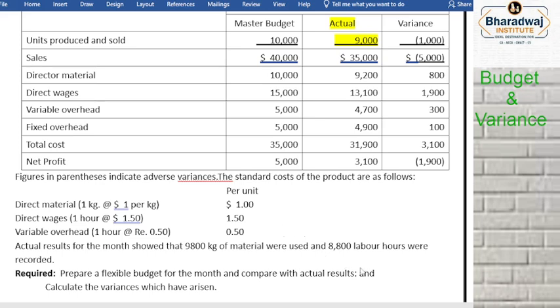This instruction is for recorded class students. I do not want to give an empty video. So I request you to pause and solve the flexible budget. Prepare the budget for 9,000 units and compare the actual results. Last question, they didn't ask it. So we prepared a budget for 80,000 units and compared with actual results. But in this question, they ask you very clearly, prepare a flexible budget and compare with which one? Actual results.